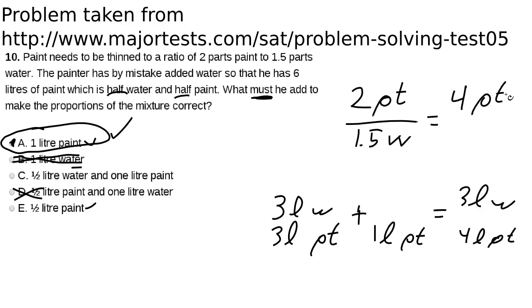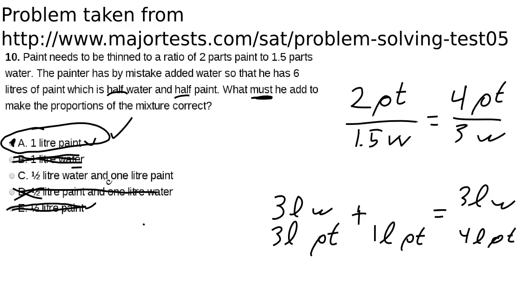This is 4 parts paint for every 3 parts water. That's the exact same ratio as what we were given. And that's the ratio that we've got here. So really, I think that's a good answer. The only thing I'd want to do is check these other two possibilities. If he keeps the water amount fixed, he's definitely got to add 1 liter of paint. That's the only way to go. So that's not going to work.